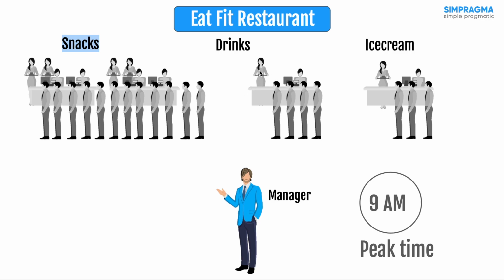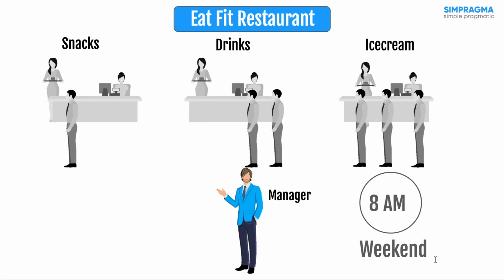At the drinks counter, the manager decides to maintain the same number of staff because that much staff is adequate to serve these many customers. In the same way, at the ice cream counter, we have the same number of staff to serve the customers. So what's happening here? The manager is watching the counters and adjusting the number of staff to serve the customers as per the traffic or as per the number of customers.